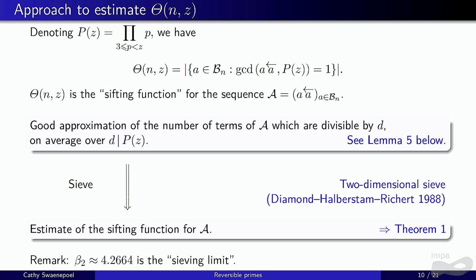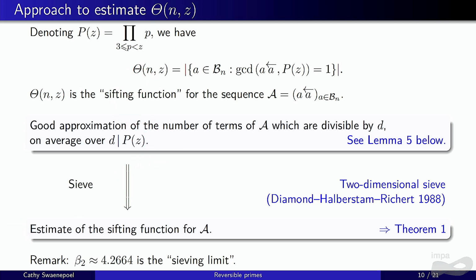So theta of nz is what we call the sifting function for this sequence. If we have some information about this sequence, then by using some sieve techniques, we can expect to obtain some estimates for the sifting function.